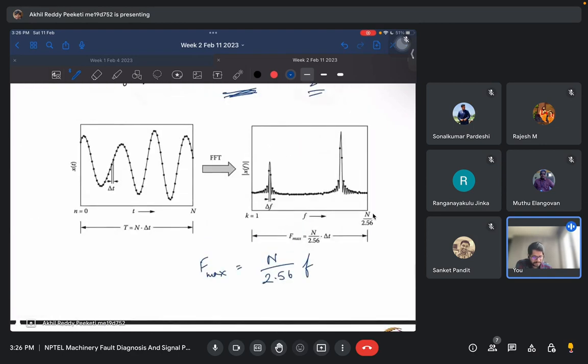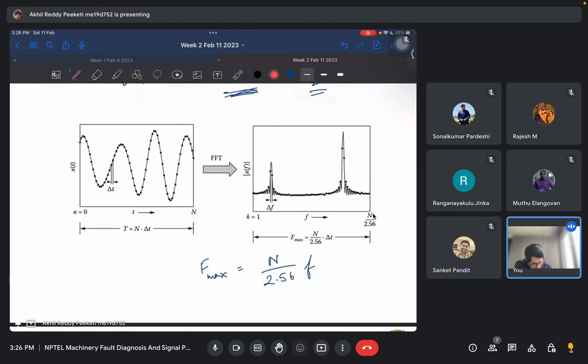This is one example of how you will get the data. There is a mistake here. This is the x data as a function of time. You are looking at a total time period of n into delta t. And once you do the FFT, in the positive spectrum you can only get till n by 2.56, which is what you can consider the maximum frequency that you can see.